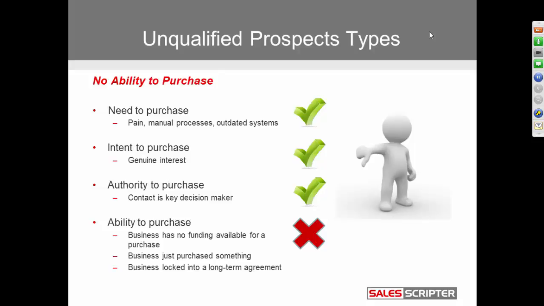Moving on to the next one, there's two more. The no ability to purchase prospect. Now, this could get confusing with authority, but ability is more about the money. So someone could have the authority, so you're dealing with a VP or the owner, but at the end of the day, they just don't have the money. The budget's already been spent for the year. So that's another one to look for.